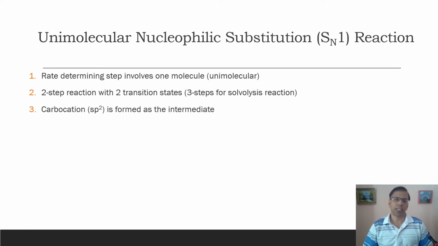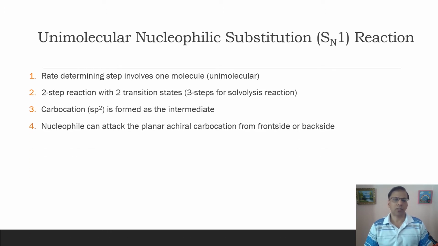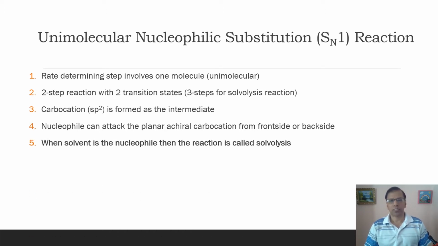The carbocation is formed as an intermediate in the SN1 reaction. The carbocation is planar and it's sp2 hybridized. The nucleophile can attack the planar carbon from the front side or the back side. When the solvent is the nucleophile, then the reaction is called solvolysis.